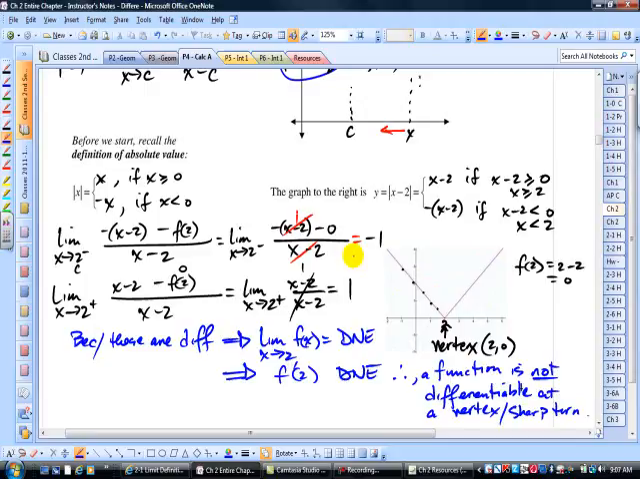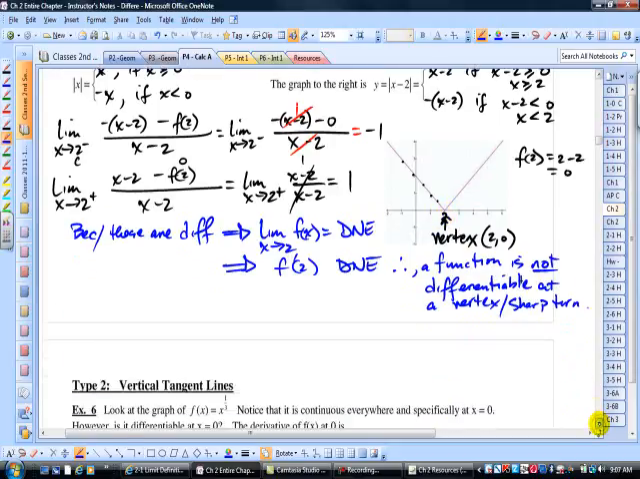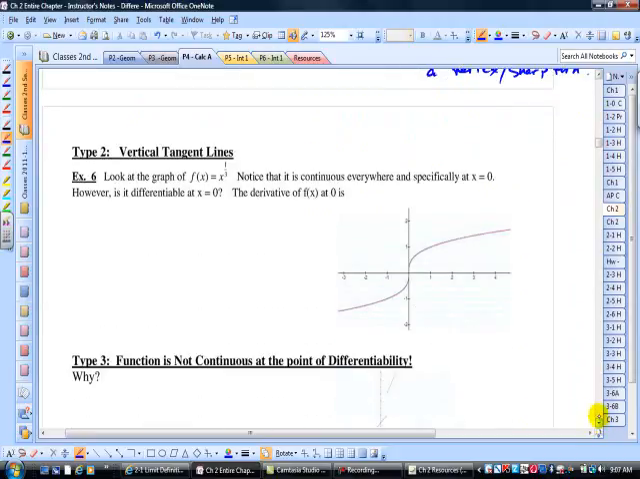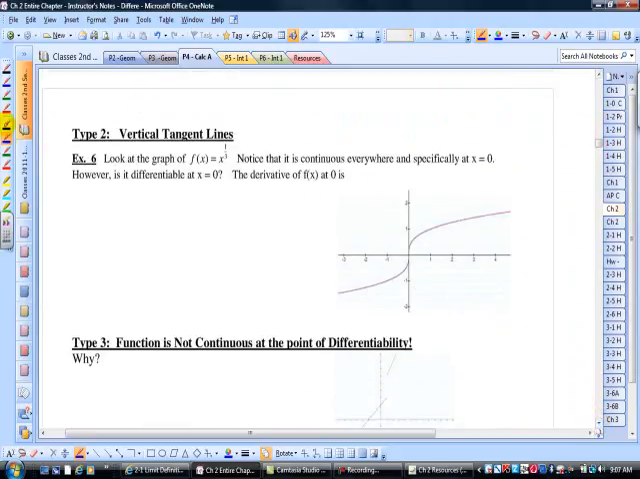Because if the limit as you approach 2 right here at the vertex does not exist, then the derivative does not exist at that point, because they're related. Now, the second type of situation you're going to see where the function is not differentiable is where the tangent line becomes vertical. Since the slope of vertical lines is undefined, in some cases you don't have differentiability there when the tangent line is vertical. Let's take a look at a situation like that, using the same definition.